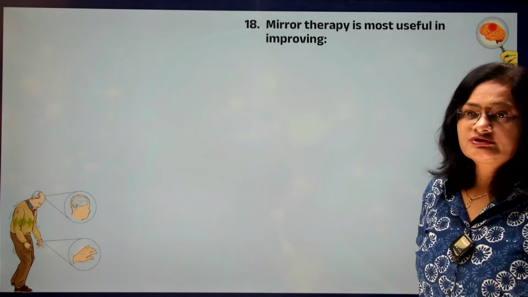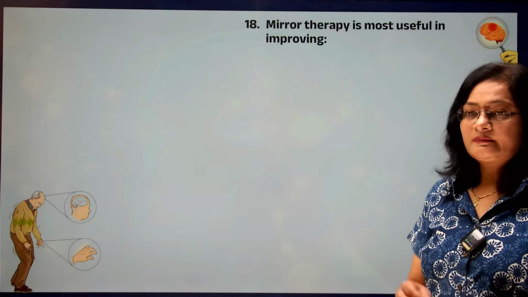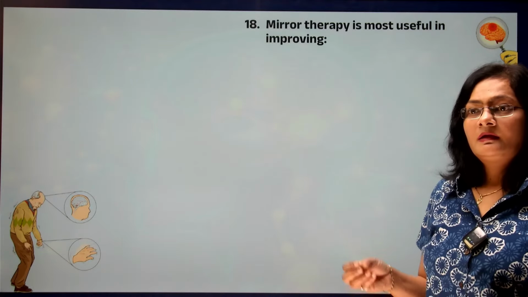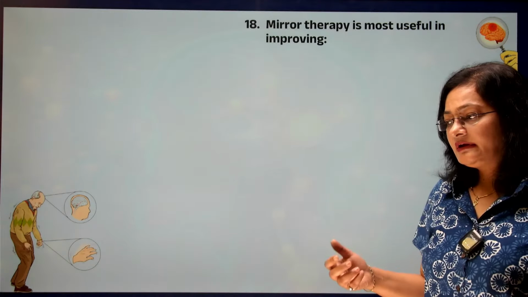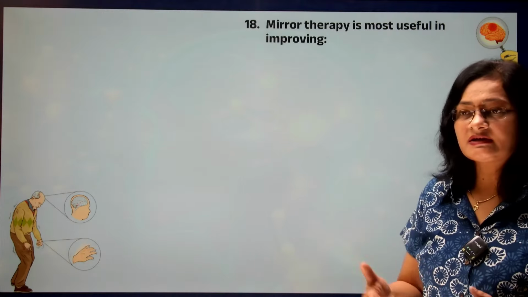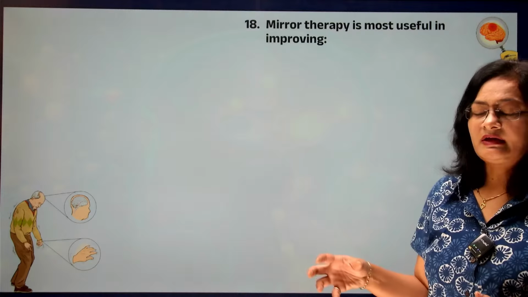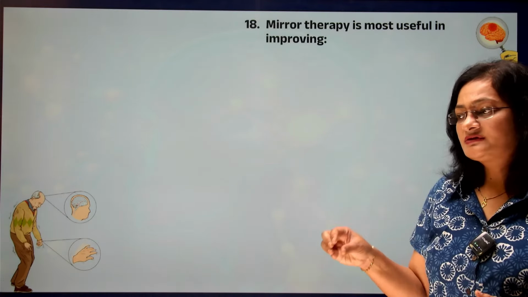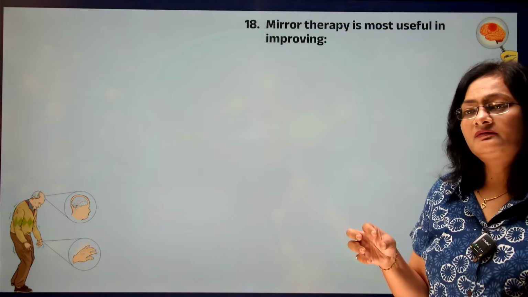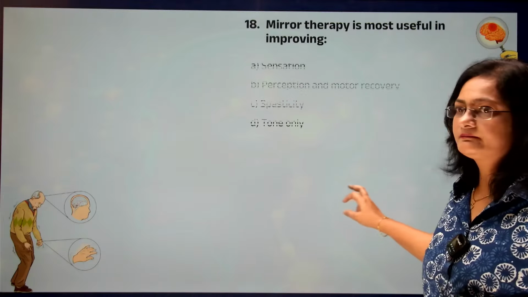Mirror therapy is most useful in improving. Mirror therapy is based on the principle of activation of mirror neurons in the brain. It was derived from monkeys. Monkeys are very good at imitating behavior because of activation of mirror neurons in them. The same kind of neurons are there in the cortex of humans. So whenever we use mirror therapy, we are trying to activate those mirror neurons.